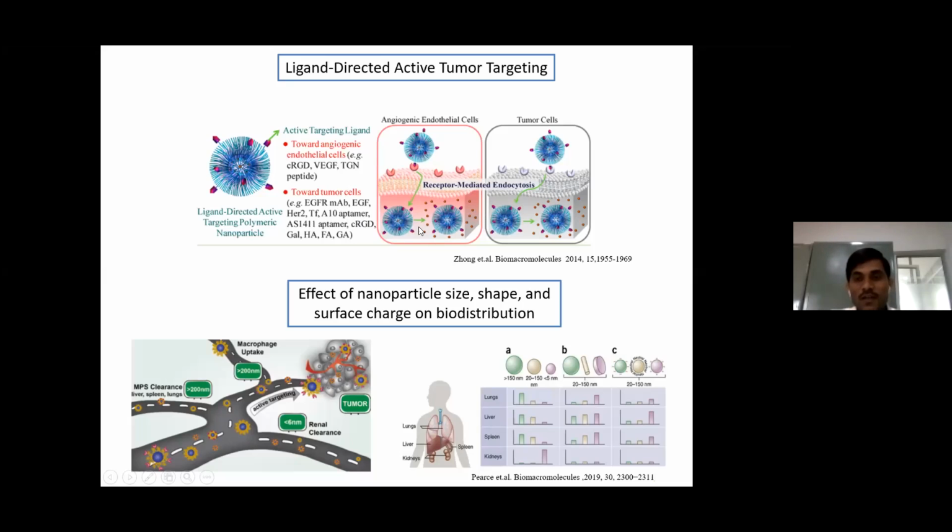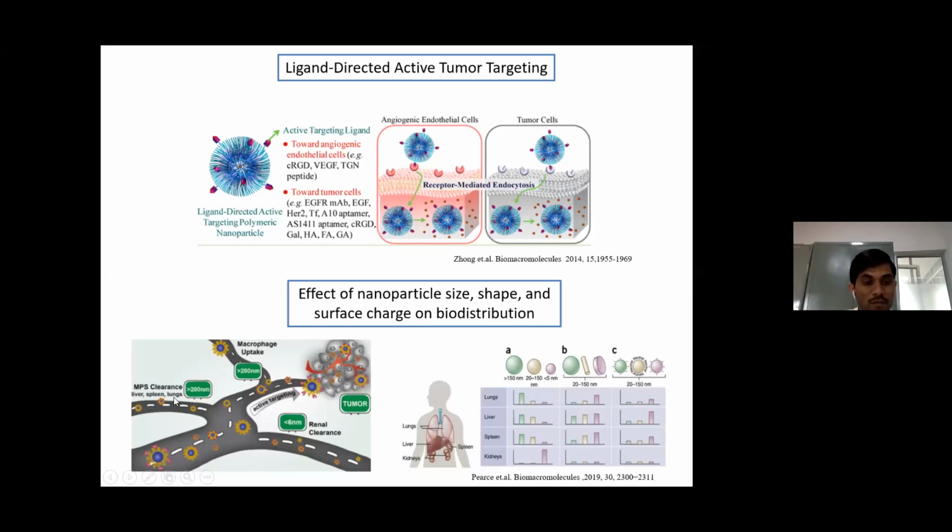Due to this active targeting, there is improved cellular accumulation, uptake, and internalization. But there is a need to study the size, shape, and surface charge because it affects the particle distribution inside your body. If the size of the nanoparticle is less than 6 nanometers, then it is easily cleared by renal clearance. If it is above 200 nanometers, then it is taken up by the macrophages.